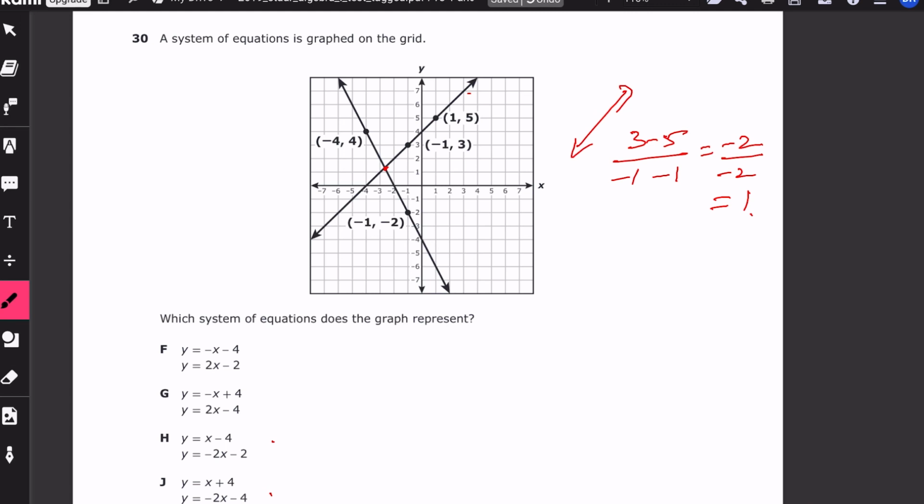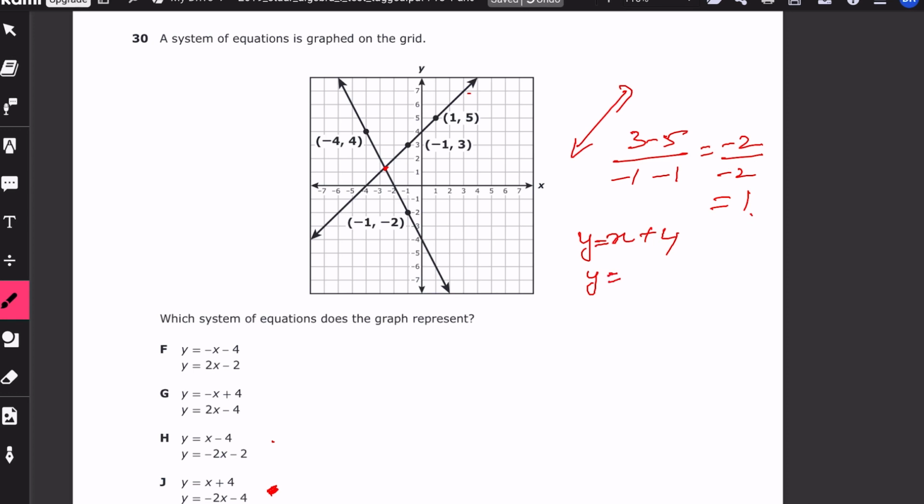We'll find out for the other one also. This line is passing through the y intercept here, for this line at 4. So it can most probably be J itself, because here it is x plus 4. We'll check even for the other line also.